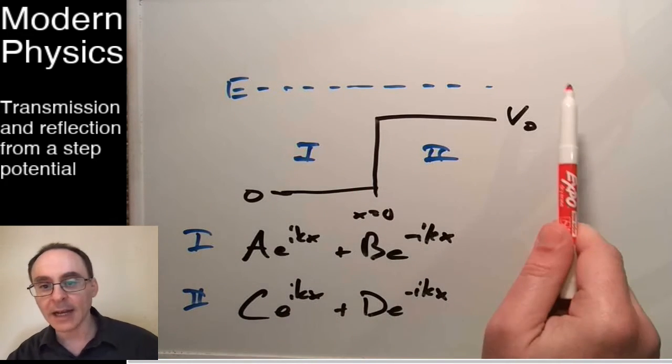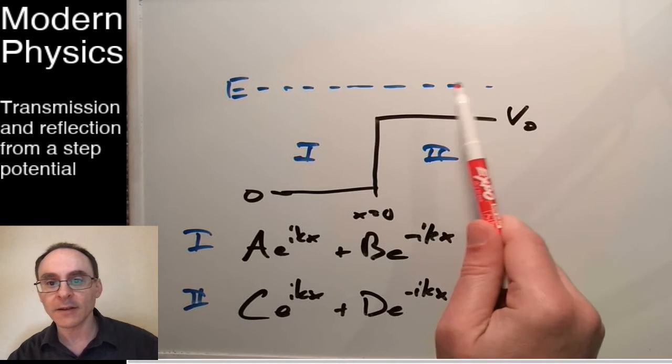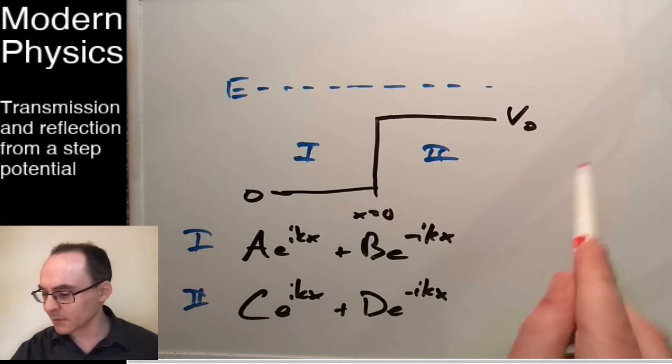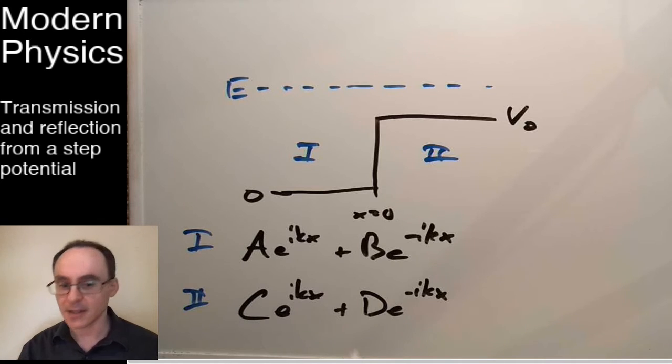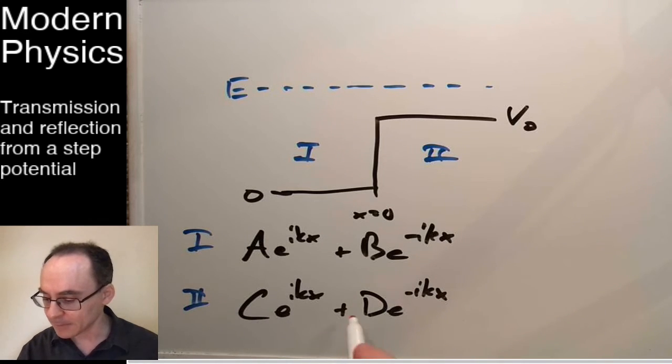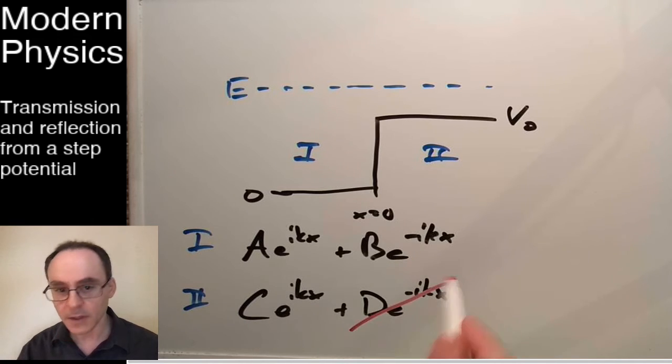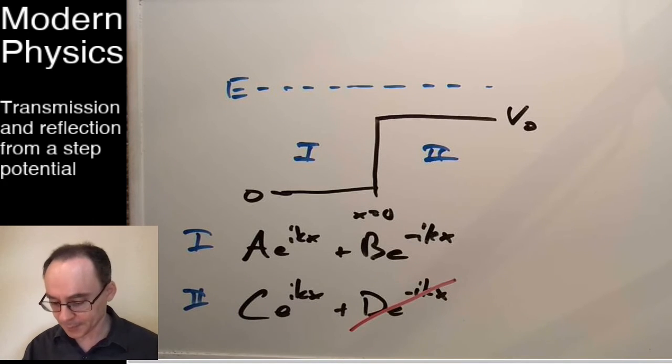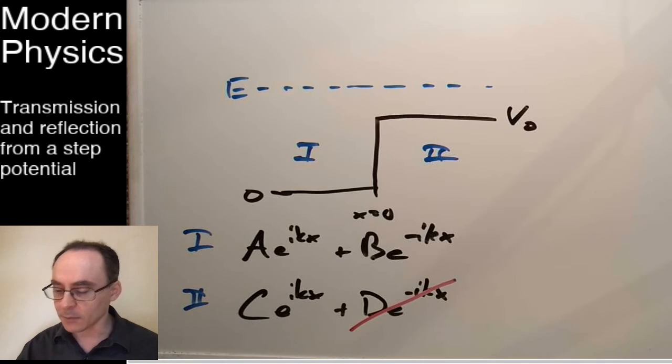We don't want to have something over here traveling to the left, because that would mean something sort of reflected at infinity, and that's just not the physical situation we have. We're imagining our sources all the way at the left at negative infinity. So this term we're not going to write down just because of the physical problem that we're considering.